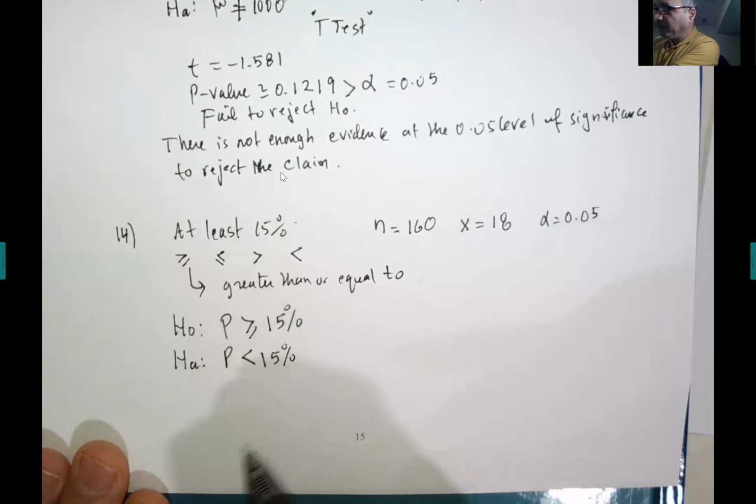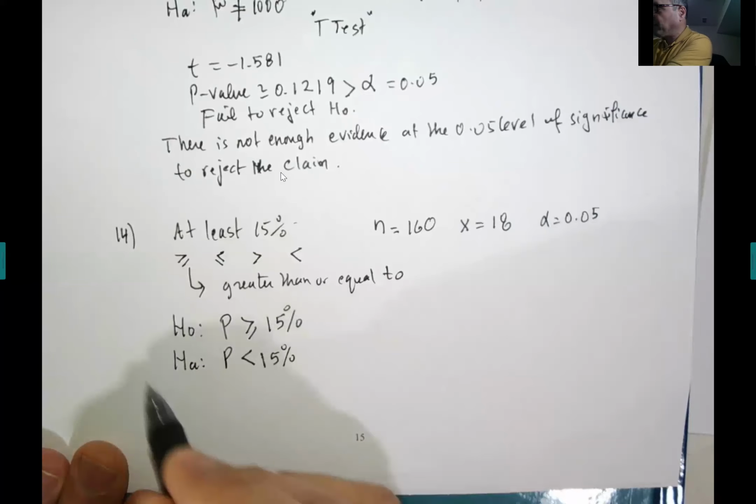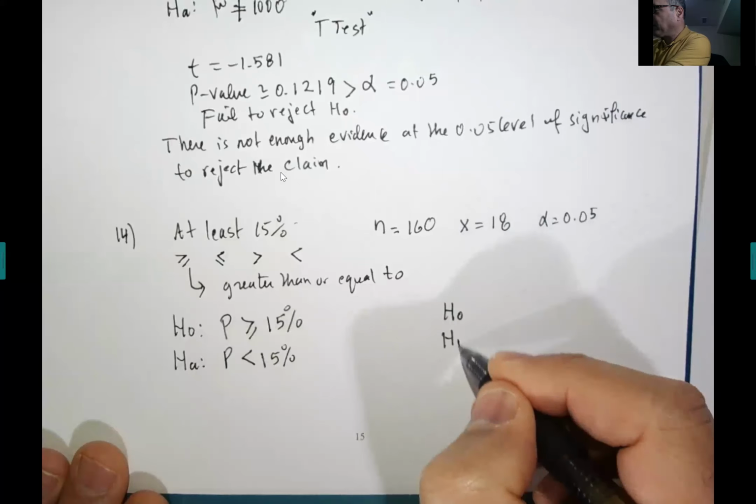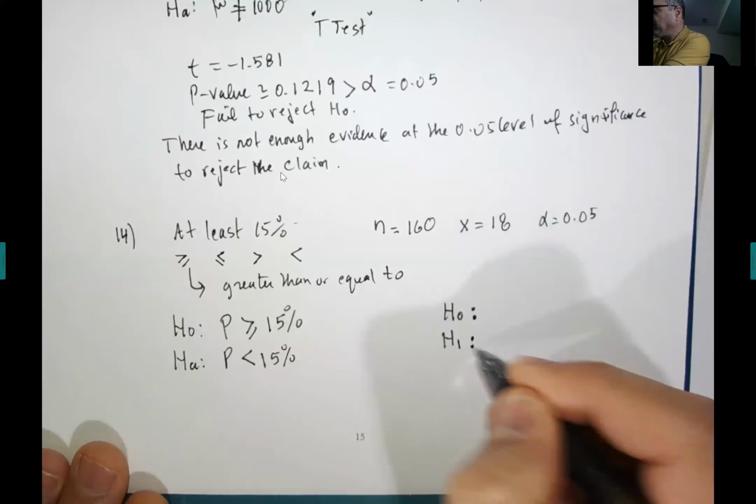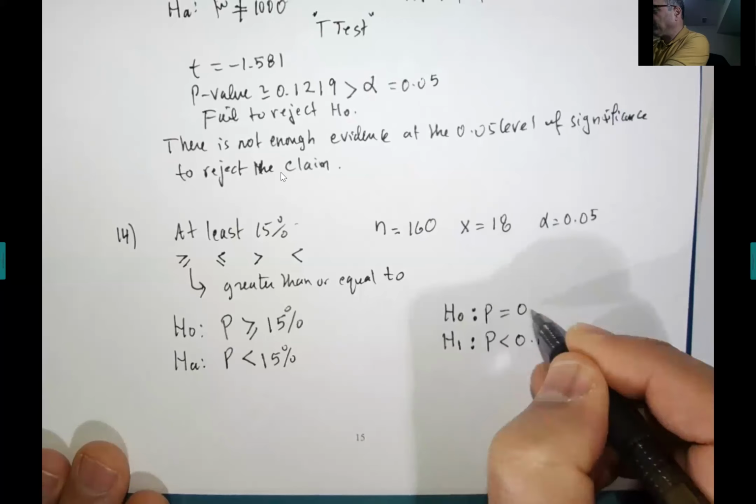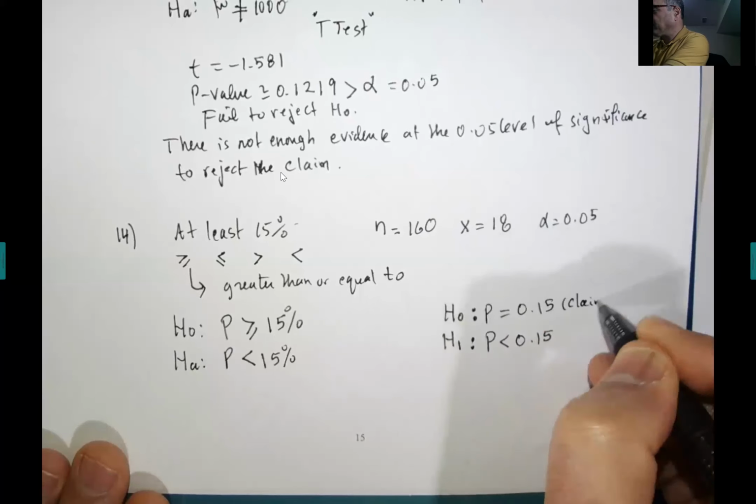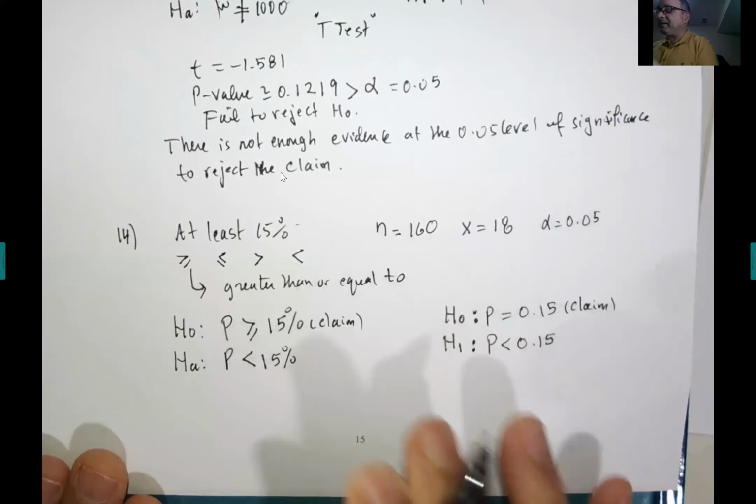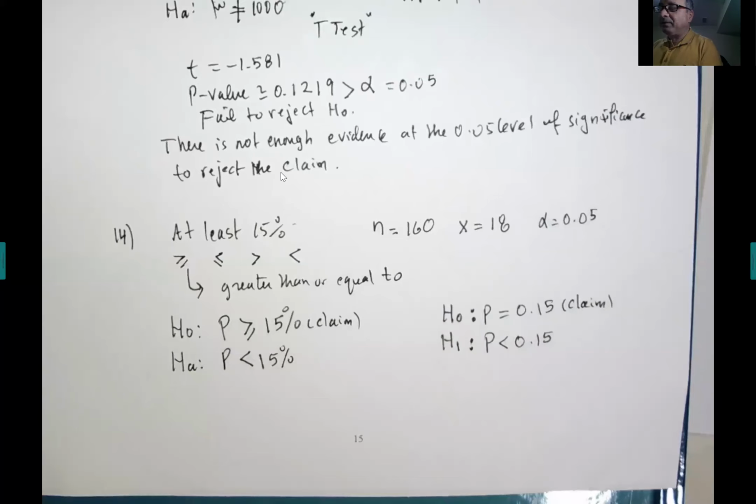This is how my students on campus write the null and the alternative. For students online, they have to write it like this: less than 15% and equal 15%. And this is where the claim is. So anytime, guys, there is a statement that has an equal sign in it, the claim turns out to be in the null hypothesis. At least means greater or equal, so there is an equal there. And we're going to test this one right now. It's a proportion z-test.